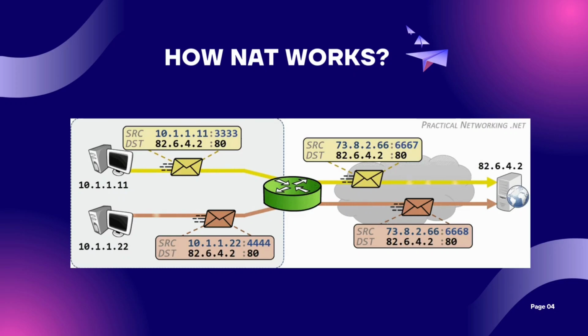The server on the Internet sees the requests coming from the router's public IP and with different source port numbers. NAT keeps track of the original private IP and maps them to a unique public IP and port. This way, when responses come back from the server, the router knows which private device the data is meant for.